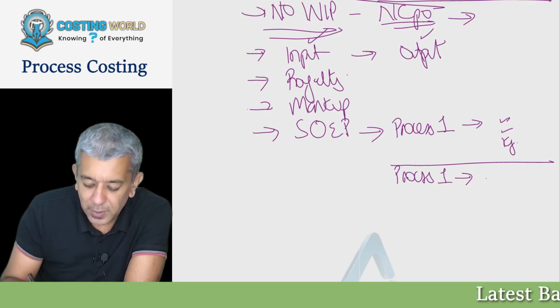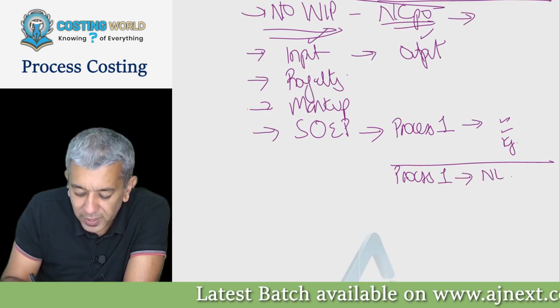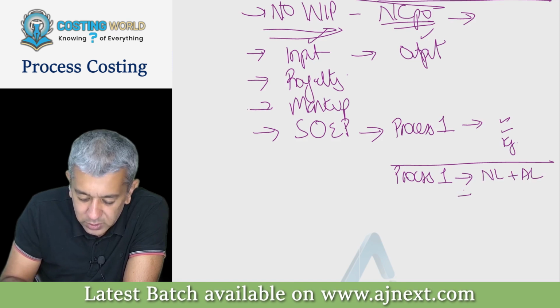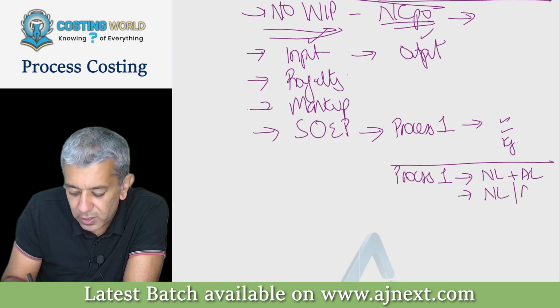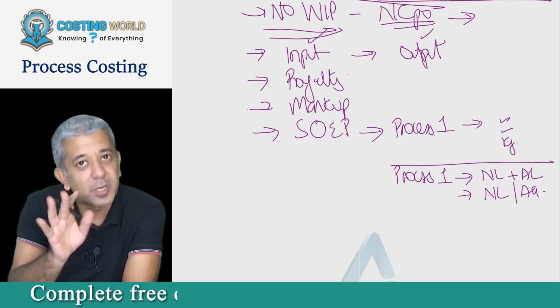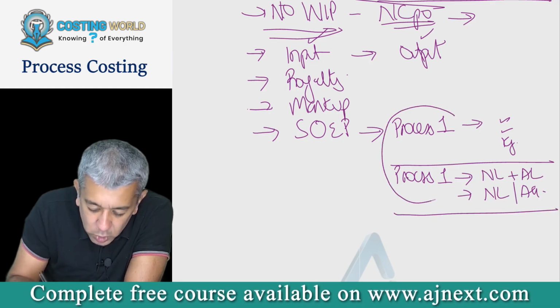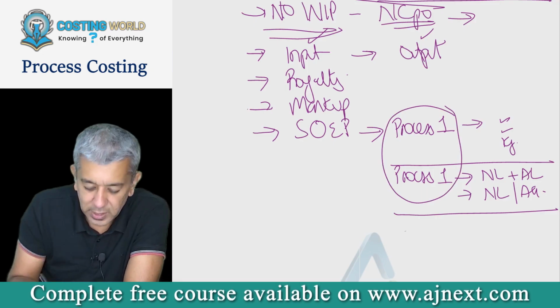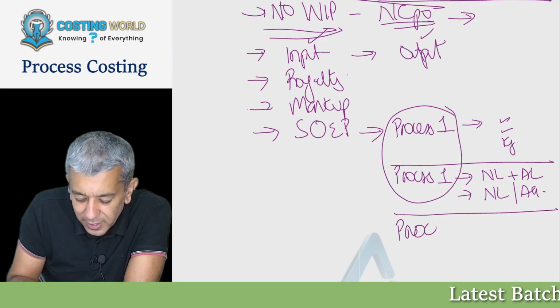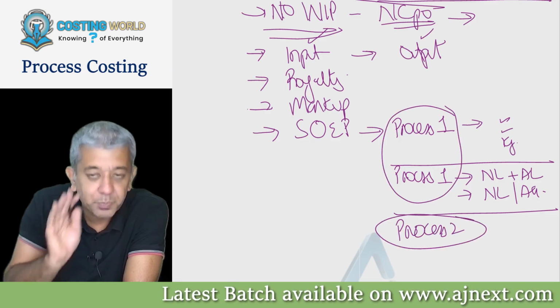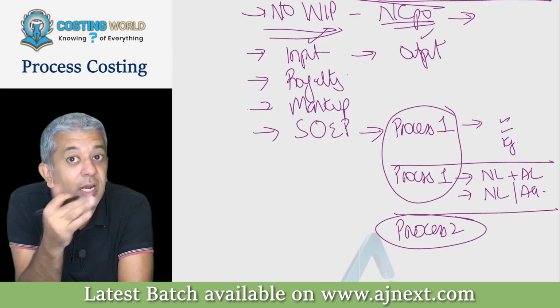But in my first question, I am going to have normal loss plus abnormal loss. Second question, I am going to have normal loss and abnormal gain. There will be 2 questions like this. Once I do this, all my questions of process 1 will be over. Then we will do similar questions, but for process 2. Process 2 will be slightly different because it's a continuing process.